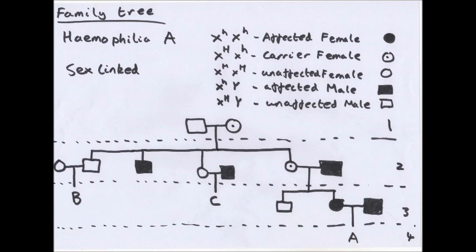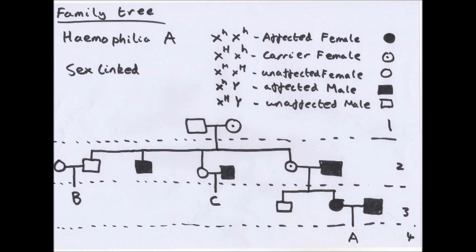X little h, X big H is an affected female, a coloured in black circle. X big H, X little h is a carrier female. So they've got one gene, they can pass it on, but they don't show any symptoms themselves. And then this is a circle with a dot in. X big H, X big H is an unaffected female, no colouring at all, the dot. X little h Y is an affected male, that's a coloured in square, and X big H Y is an unaffected male.